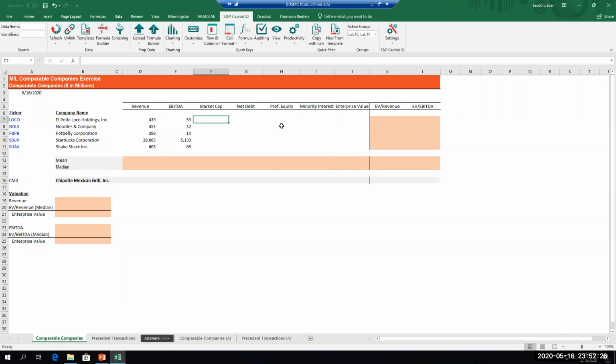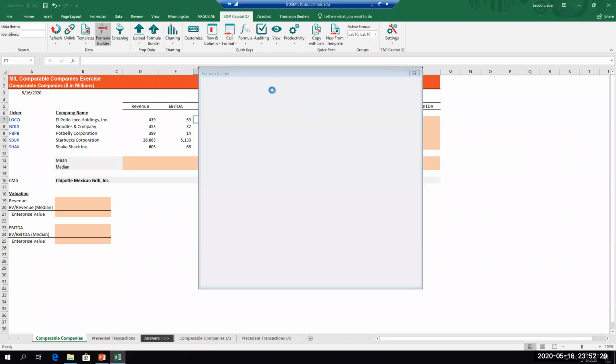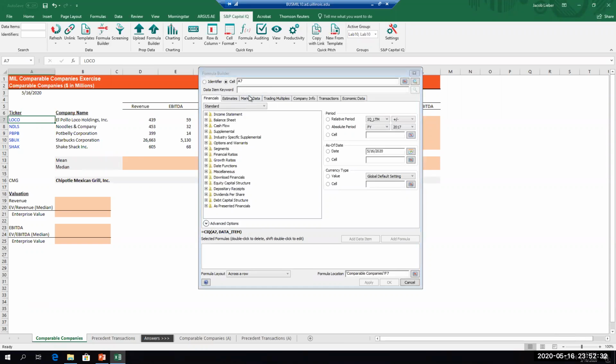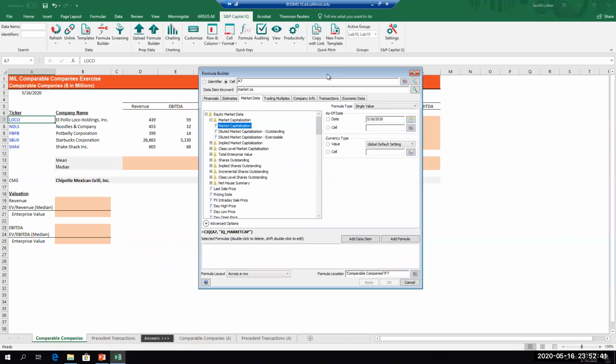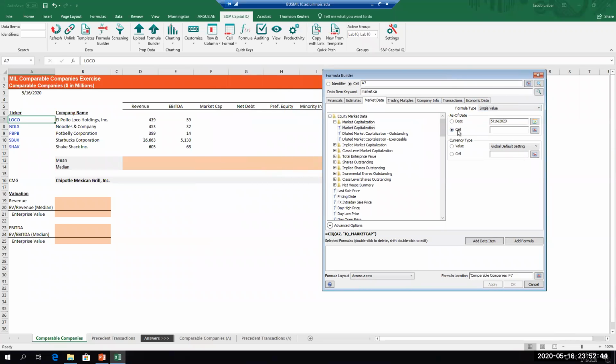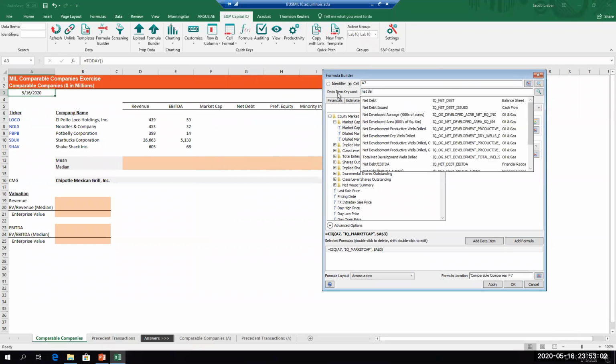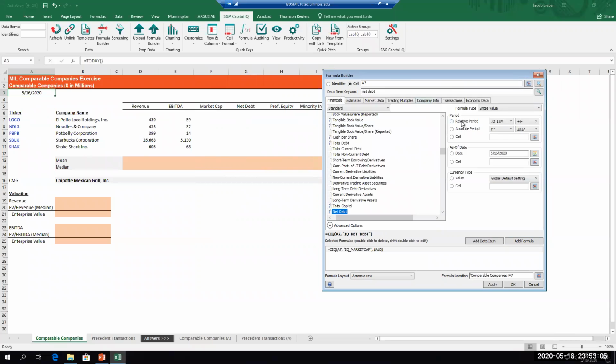We're going to go ahead and drop in market cap here. So we're going to, again, pop open the formula builder. My identifier, I want it to be cell A7. I'm going to type in market capitalization, grab market cap, and then market cap changes day to day. So I'm going to grab as of date cell A3, and I'm going to click F4 to lock this cell, since when we drag it down, we don't want this to drag down respectively. Add formula. Going to grab net debt. We want this as of last 12 months. Preferred equity.